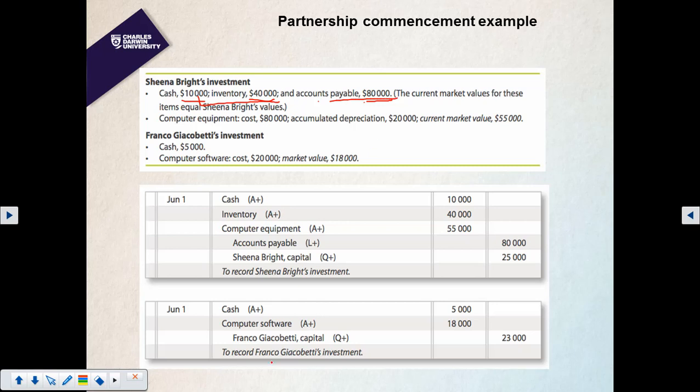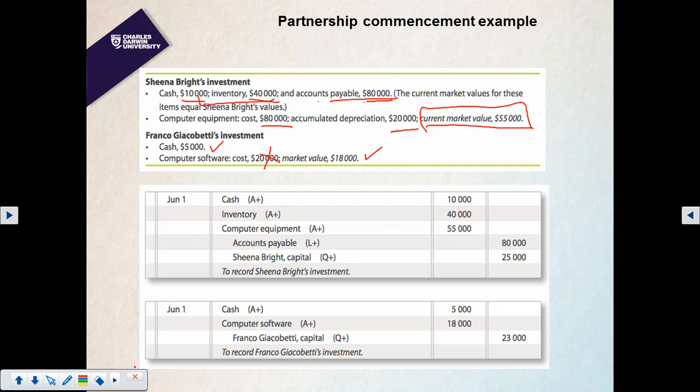And he's also bringing a computer that costs $80,000, with accumulated depreciation of $20,000, but the current market value is $55,000. So our concern is which one? We'll be taking the market value. Now, Franco is also bringing cash into the business and also bringing computer software that has a market value of $18,000. Even though the cost value is $20,000, we will be ignoring this $20,000.